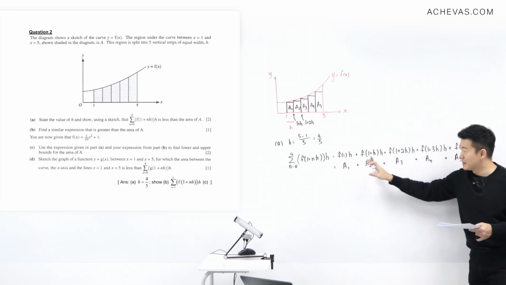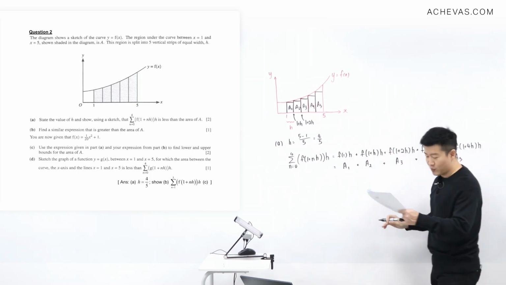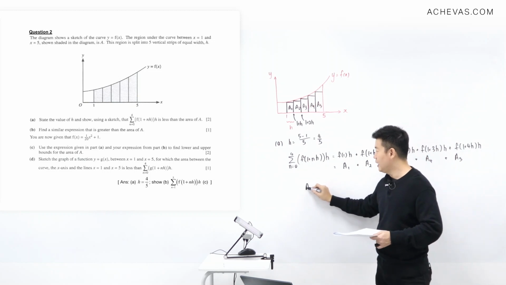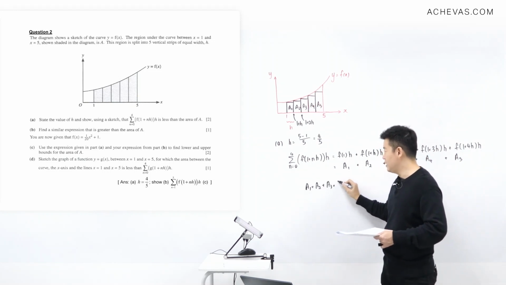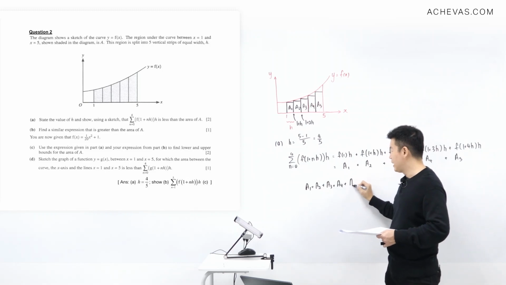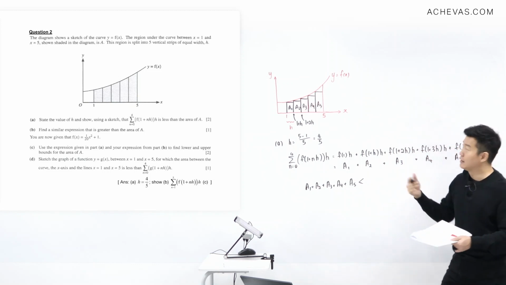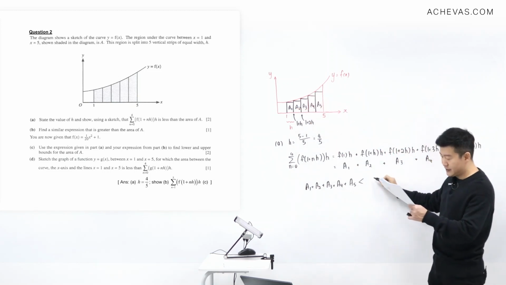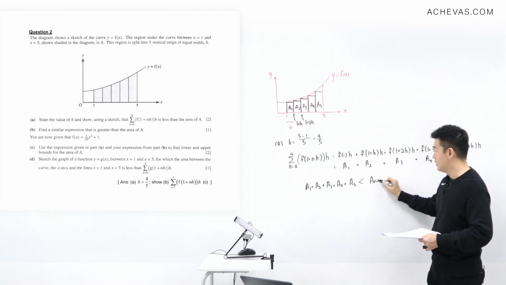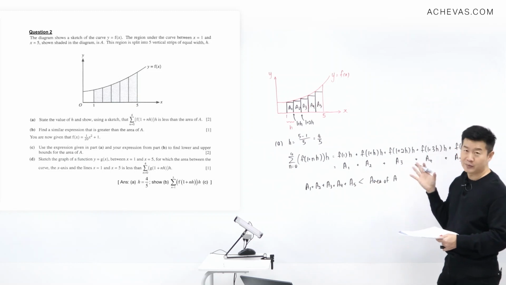This is this plus this plus this plus this plus this. And by looking at our diagram, we can tell that A1 plus A2 plus A3 plus A4 plus A5 should be physically less than the area of A. So I'm going to write down this. This is less than the area of A. This is what we can observe from the diagram.